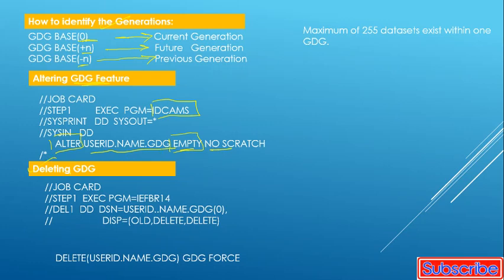And if you want to delete the current GDG version, you can delete it like this using the IEFBR14 utility. There is 0 given. If you want to delete the full GDG base along with its files, you need to give this only. Like there is GDG base, there is GDG FORCE also. You can also use the IDCAMS utility for deleting the GDG base or GDG file. So you need to give this statement in the IDCAMS utility.